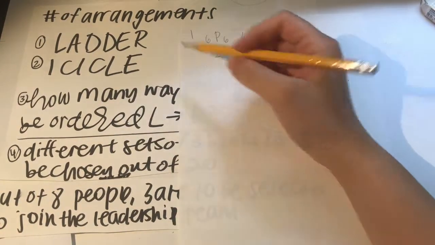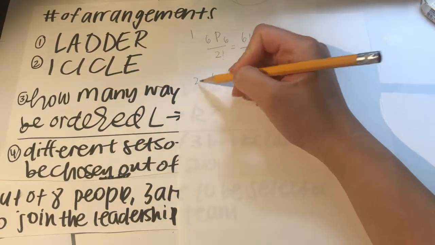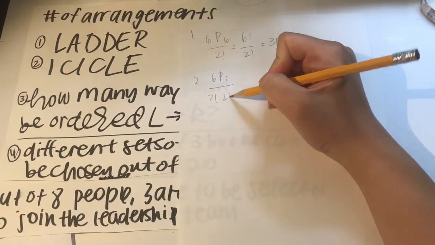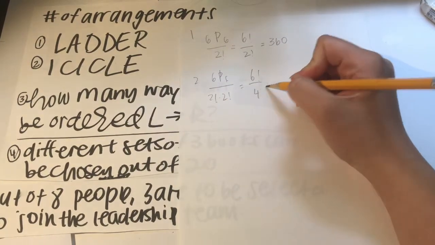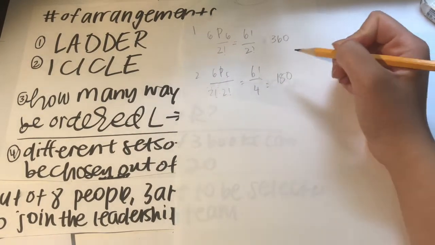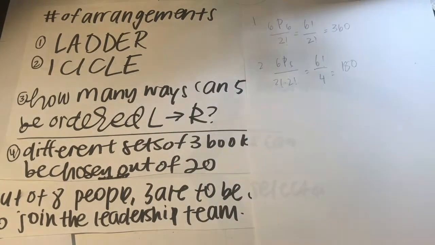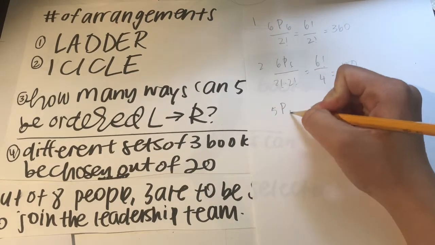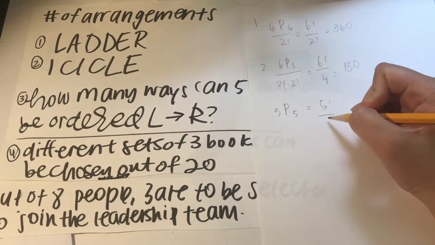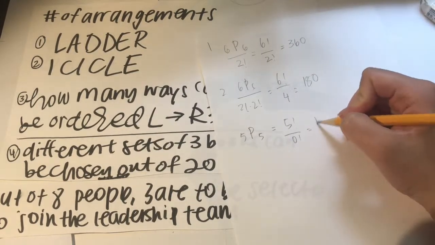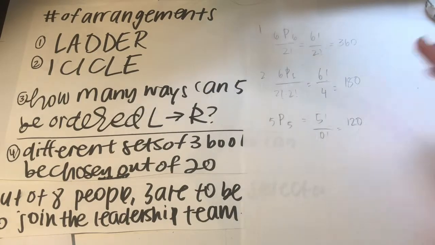For number 2, we have icicle, which is 6 letters, again 6P6 over 2 factorial times 2 factorial, which would be 6 factorial over 4, which this time would be 180 possible arrangements. And next we have how many ways can 5 books be ordered from left to right, which is 5P5, which is 5 factorial over 0 factorial, and that is 120 possible arrangements.